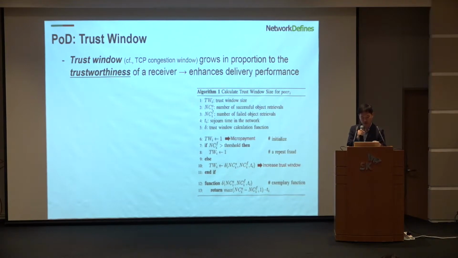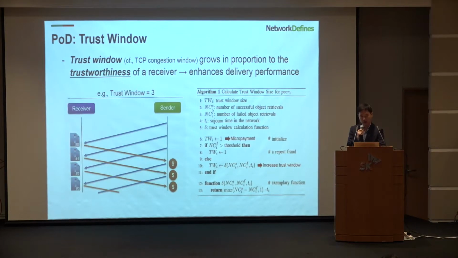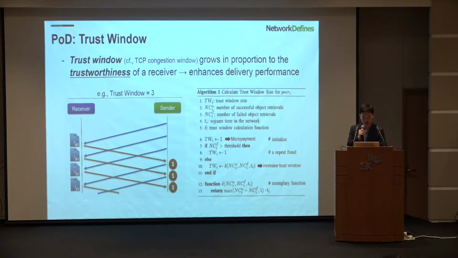Based on the trust window, just like the TCP congestion window implemented in the transport layer of the internet, we implement a trust window, which grows in proportion to the trustworthiness of a receiver. So we can enhance the delivery performance.